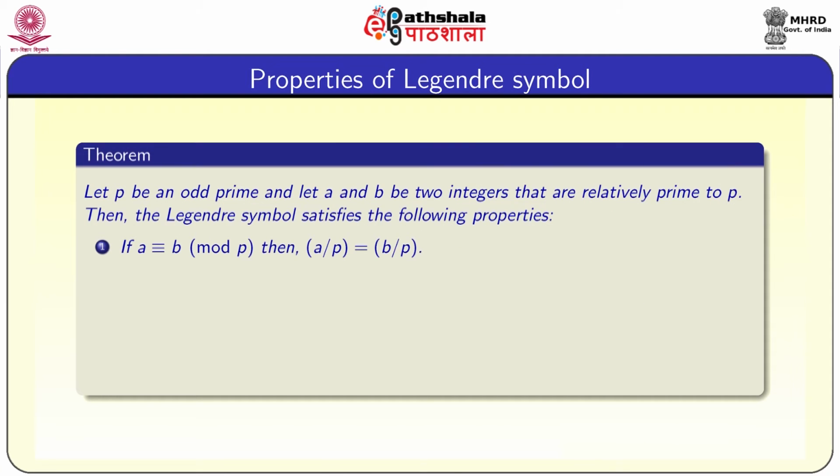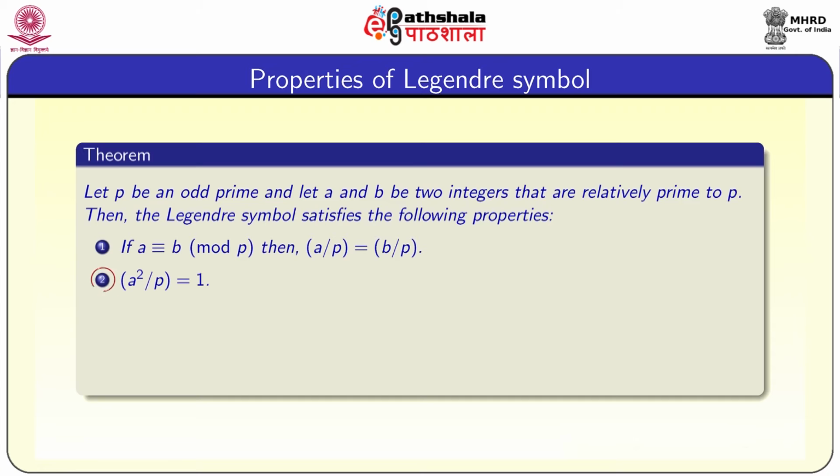Now, some properties of this Legendre symbol. Let p be an odd prime, and let a and b be two integers that are relatively prime to p. Then the Legendre symbol satisfies the following properties. The first one is, if a is congruent to b mod p, then the Legendre symbol (a by p) is equal to the Legendre symbol (b by p). That means either both a and b are quadratic residues modulo p, or both are quadratic non-residues modulo p. So, this happens whenever a is congruent to b modulo p.